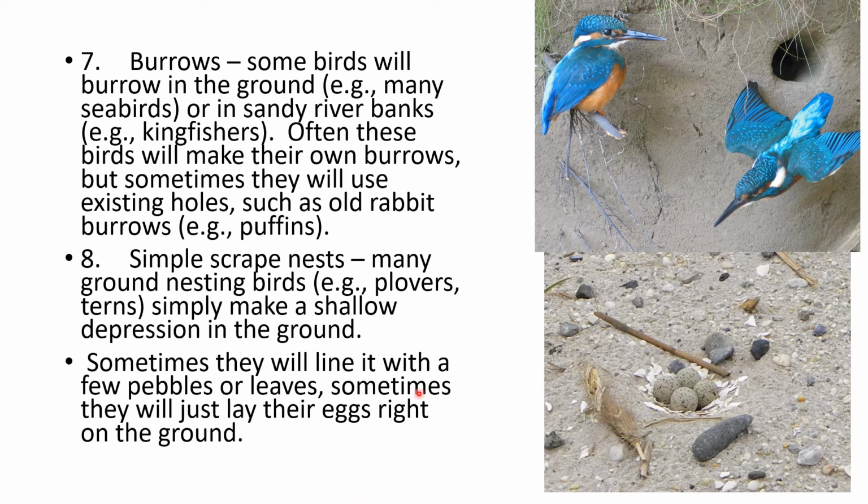Sometimes they will line it with a few pebbles or leaves, sometimes they will just lay their eggs right on the ground. So you can see here, these are the eggs of river terns, and they are laid in the simple cup-like depressions here, and the color of the egg is almost matching with the color of the sands here.